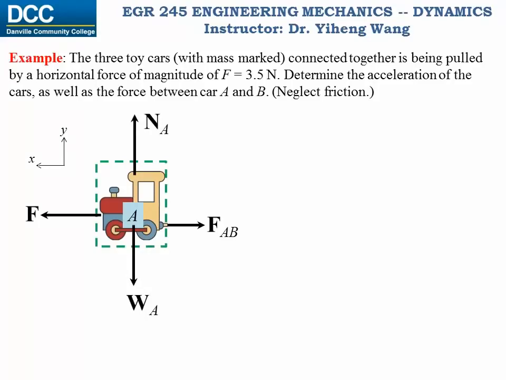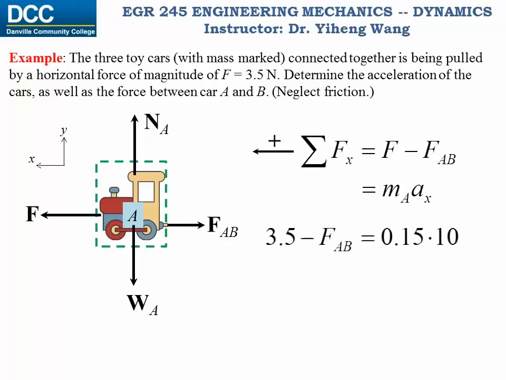And then we write the equation of motion on car A only. The resultant force acting in the positive x direction equals F minus FAB, and that equals the mass of car A multiplied by the acceleration along the x direction, which we solved for during the previous step. So we substitute in the known values and solve for FAB to be 2 Newton, and that completes this problem.